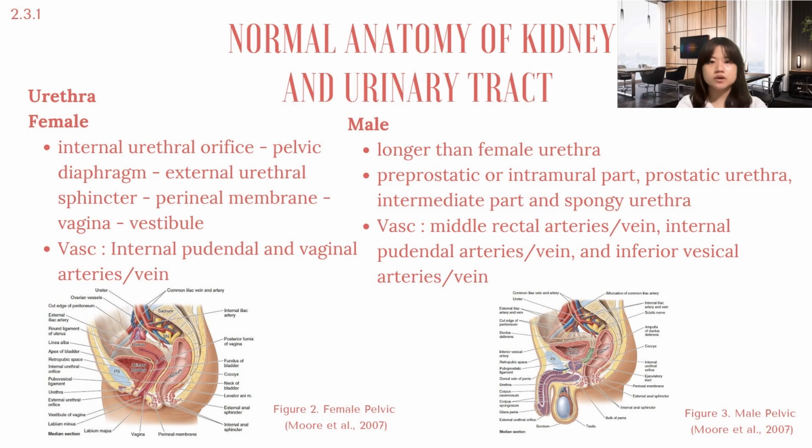In females, the urethra extends from the detrusor muscle of the bladder, specifically in the anterior inferior part from the internal urethral orifice, then continues to the front wall of the vagina through the pelvic diaphragm, external urethral sphincter, and perineal membrane. The urethra passes to the vagina. The internal pudendal and vaginal arteries or veins are the vascularization of the female urethra.